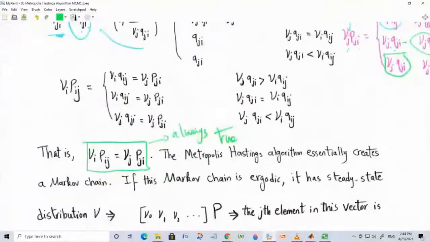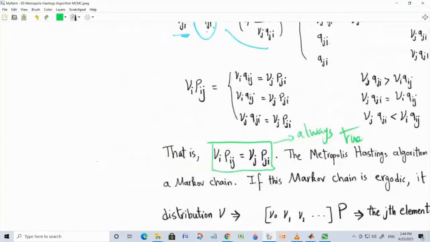And a Markov chain with this property has a certain name. Again, unfortunately, we didn't have time to play with these, but they are called time reversible Markov chains. If a Markov chain has a stationary distribution pi, and if for every i and j, pi_i P_ij is equal to pi_j P_ji, it is called time reversible.